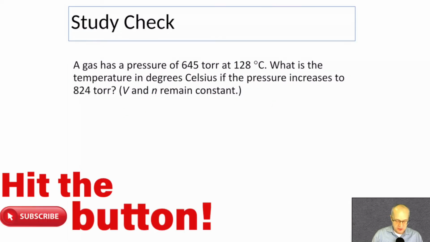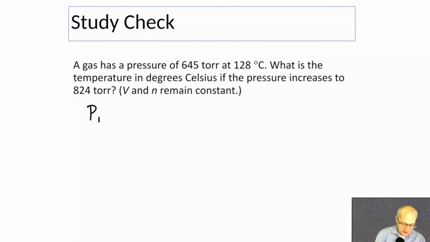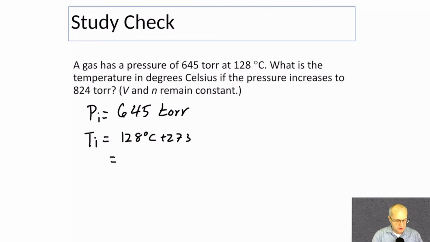A gas has a pressure of 645 torr. Okay. Pi equals 645 torr. Torr is another unit for pressure, essentially the same as millimeters of mercury. Ti equals 128 degrees Celsius plus 273. Just convert it right into Kelvin. Don't hesitate, because you're going to need to anyway. That's 401 Kelvin.